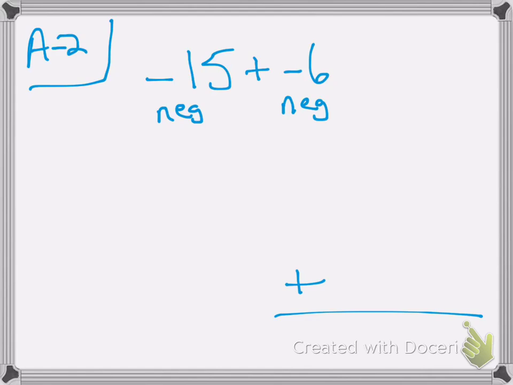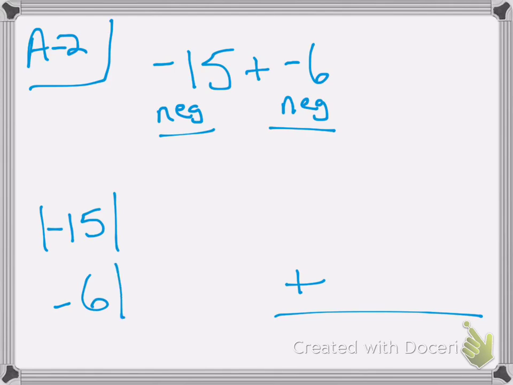All right. Here we've got a negative and a negative. We've got -15 plus -6. Well, let's just say that those negative signs weren't there, and it was positive 15 plus 6. What would you do? You would just add it. That's the same thing we're going to do with the negatives. Take the absolute value of -15, take the absolute value of -6, and you've got 15 plus 6, which is 21.